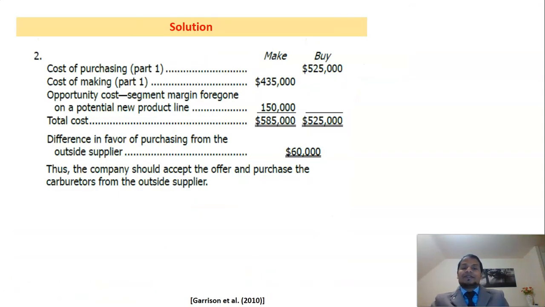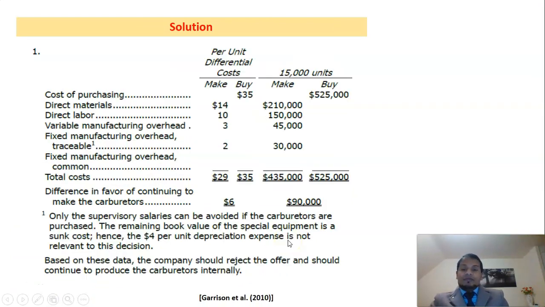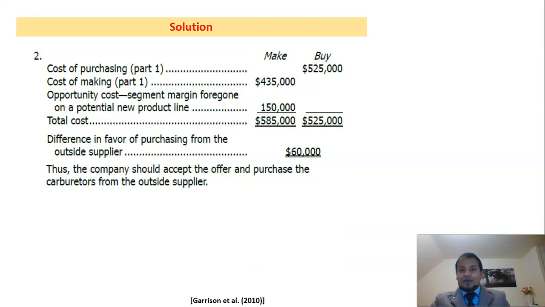So if this is the case, should you buy the carburetors from outsiders, or should you still make it? So let's see what happens. From these calculations, we got 29 and 35, 435,000 and 525,000. All this calculation is still the same. Only one additional factor, that is the opportunity cost, we should consider further for the next requirement. So the total cost for buying is 525, total cost for making is 435, and this is the opportunity cost. When is this the opportunity cost?